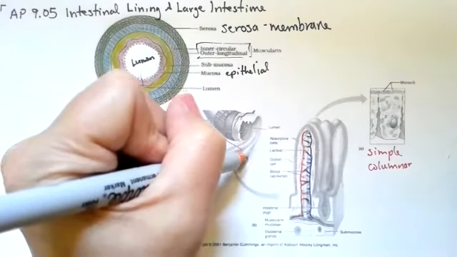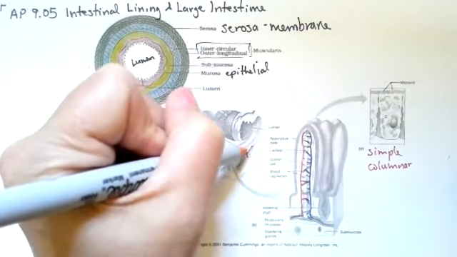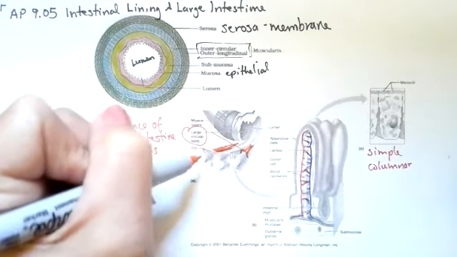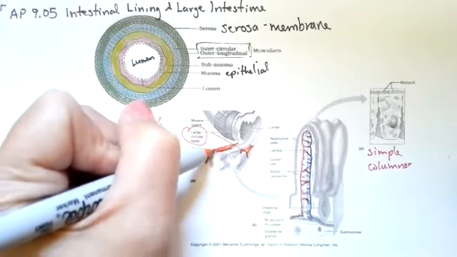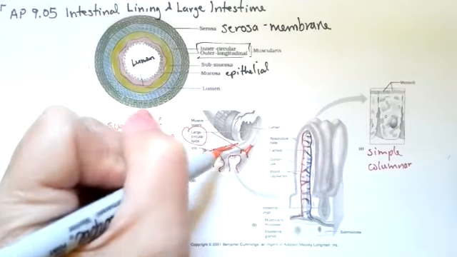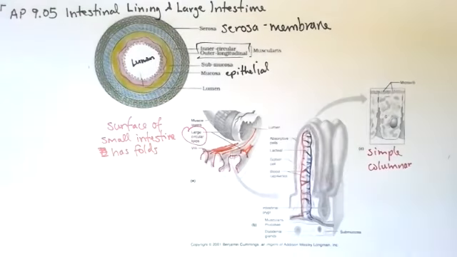And I'm going to try to color a couple of those in orange. So you see them here. So that's a fold, that's a fold, that's a fold. It goes all the way back. So we have these large folds.